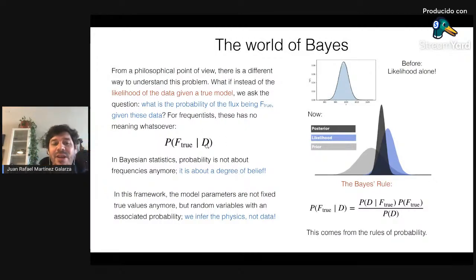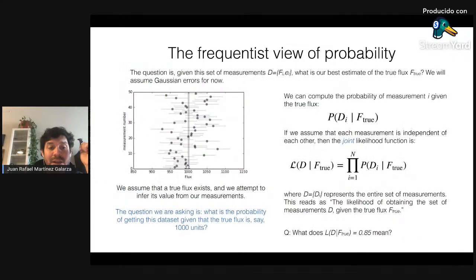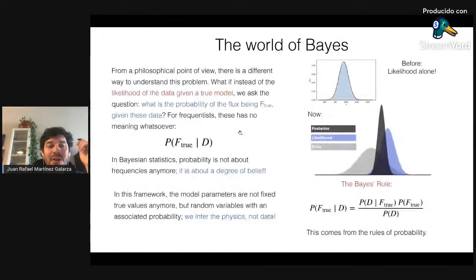So maybe you can follow me here that this is a completely different question. We're not asking anymore, okay, I am assuming that the flux is given and unique and it doesn't change, and I'm just going to see what the probability of this data is given that I have that value of the parameter. Here instead, we're asking, okay, I have some data. I'm going to start from my data. And what is the probability that the flux is exactly 1,000 or 980 or 1,002? What is the probability of that parameter having different values given the data I have? That's a completely different point of view.